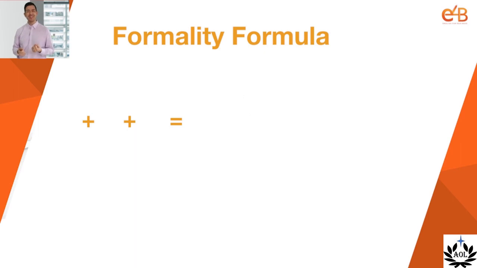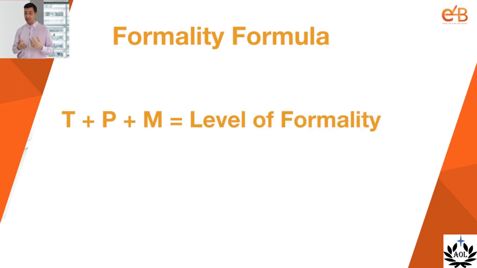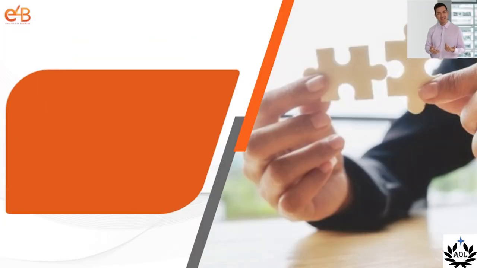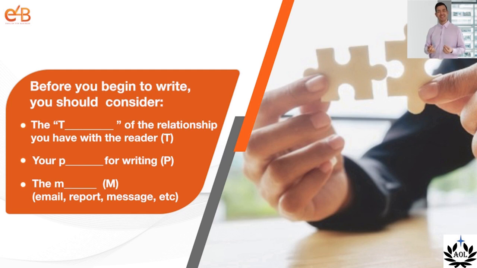So there are 3 things that you need to consider the next time that you're writing an email and you're deciding exactly how formal it is that you'd like to make it. It's called T plus P plus M equals level of formality. What that essentially means is that you need to firstly consider the temperature of the relationship you have with the reader. Some people may have a very close relationship with their boss, so it'd be quite strange for them to go and write "Dear Mr. Smith" if they would usually be on first name terms with their boss. So you need to consider the temperature of the relationship held between you as the writer and the recipient.